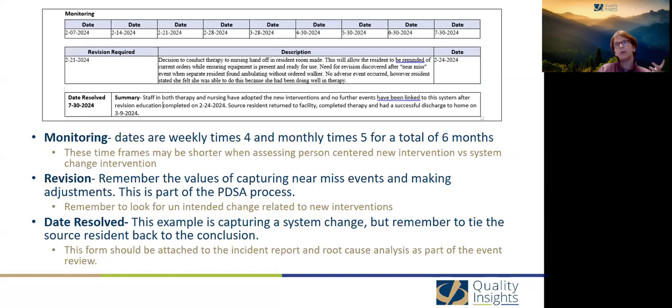The last section on our tool is the section in which you're going to document the dates in which the PDSA cycle is reviewed, any revisions that are indicated, the date of resolution, and a summary of the event after it's been resolved. In our case, we monitored this system change weekly for a month and then monthly for an entire 5 months. This is a fairly long review time.